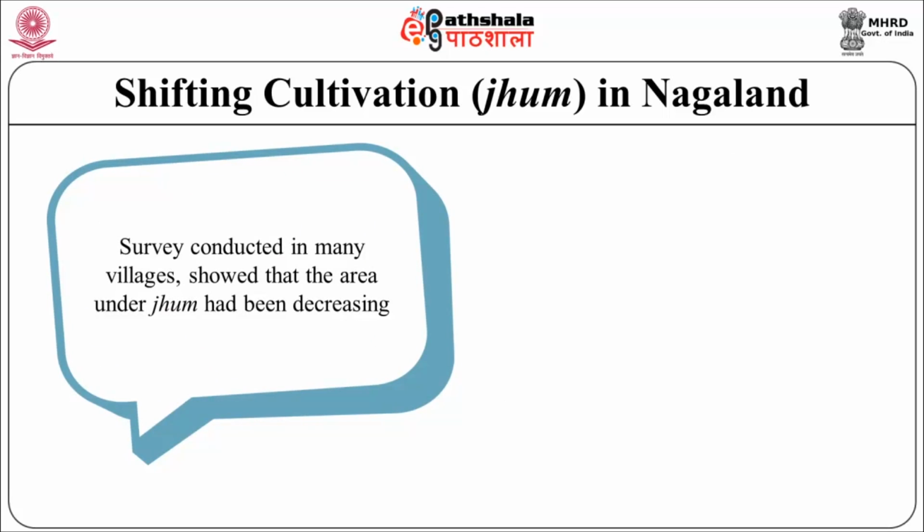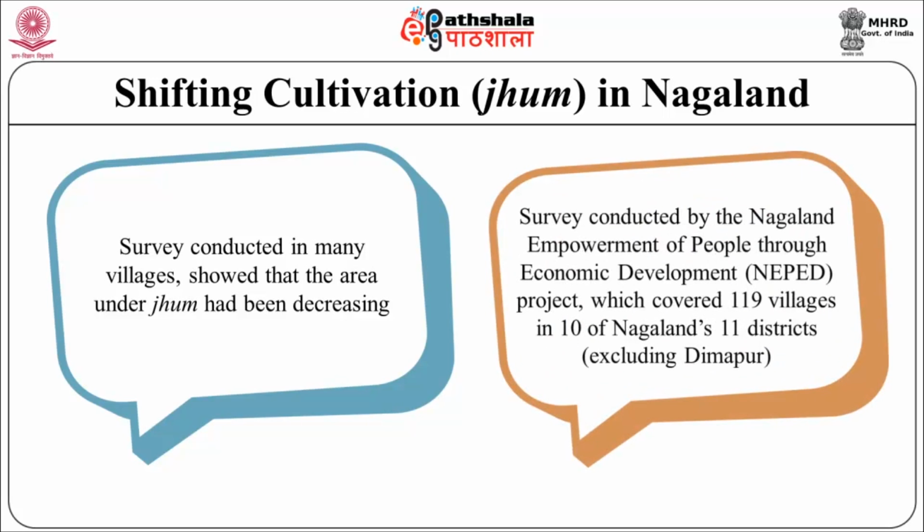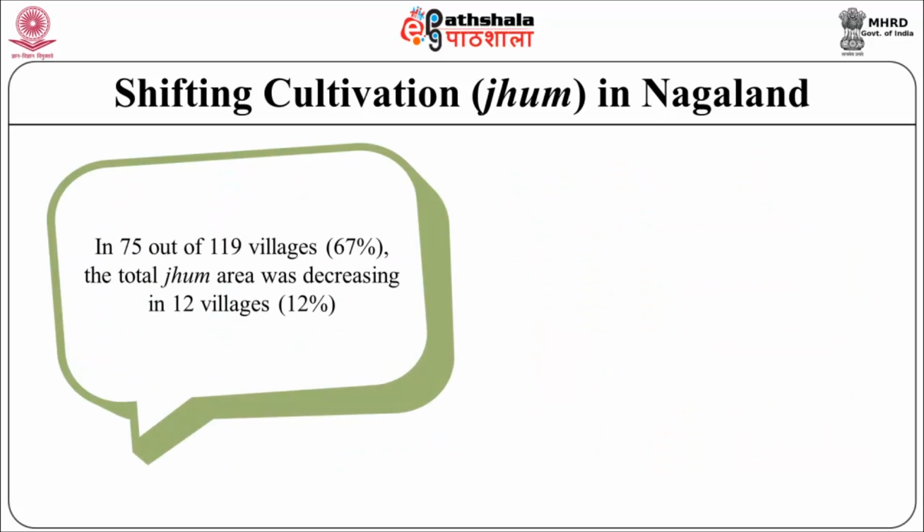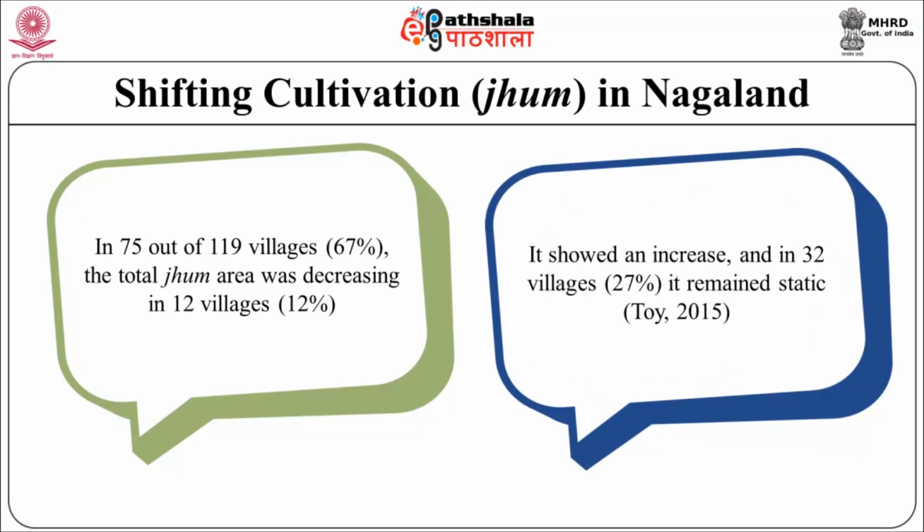The survey conducted in many villages showed that the area under jhum had been decreasing. This survey was conducted by the Nagaland Empowerment of People Through Economic Development, that is the NEPED project, which covered 119 villages in 10 of Nagaland's 11 districts, excluding Dimapur. In 75 out of the 119 villages, that is 67%, the jhum area was decreasing; in 12 villages, that is 12%, it showed an increase in 32 villages and it remained the same in some.